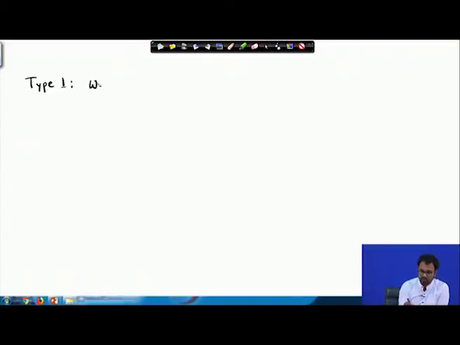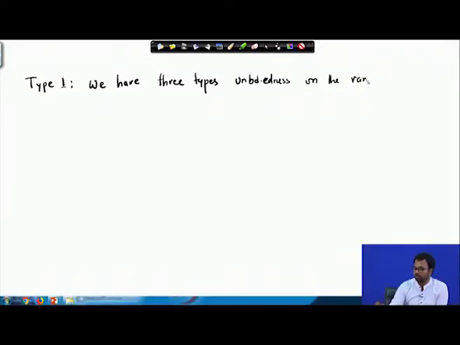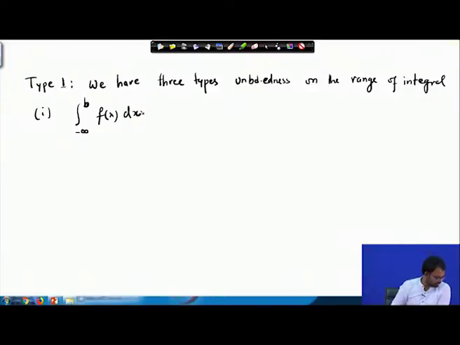So in this case we have three types of unboundedness on the range of the integral. The first one is, let's say our lower limit is minus infinity. So we have the first type of unboundedness of this type.